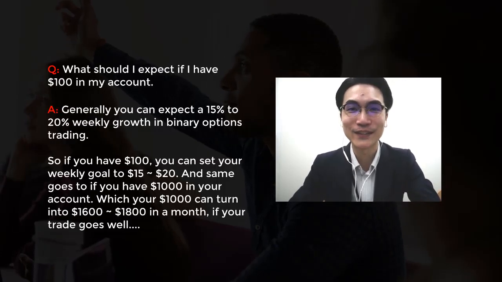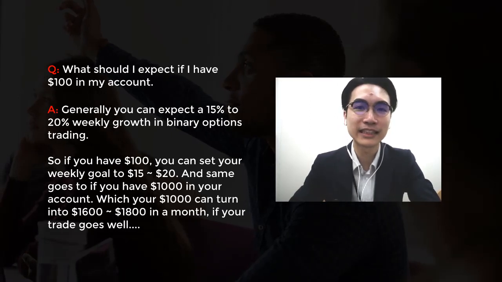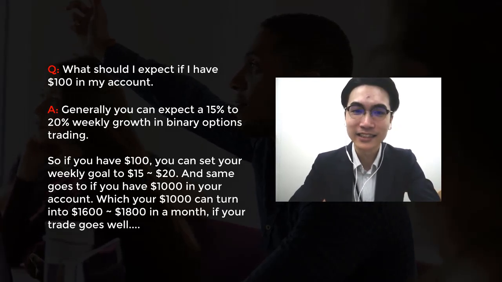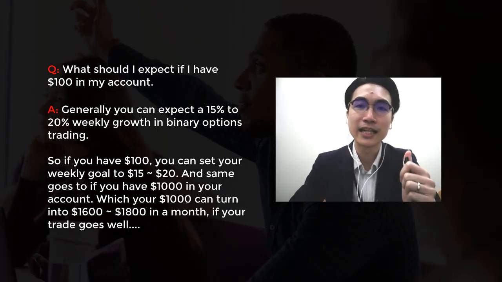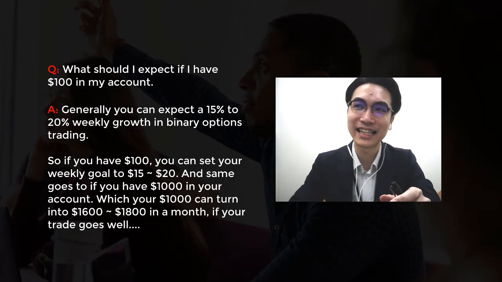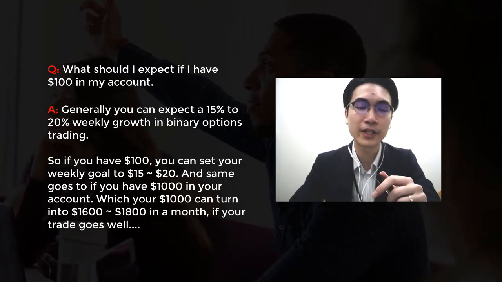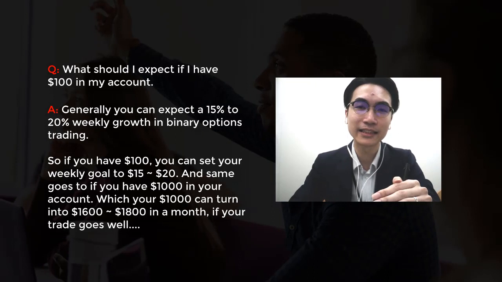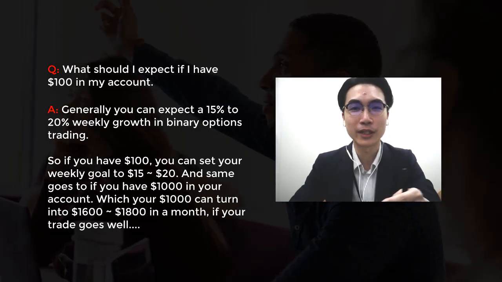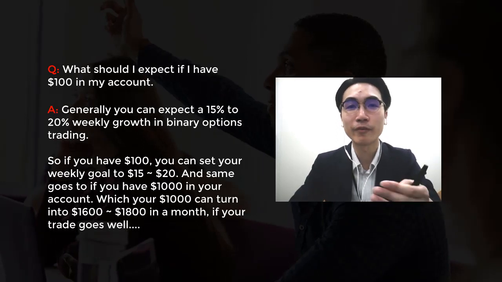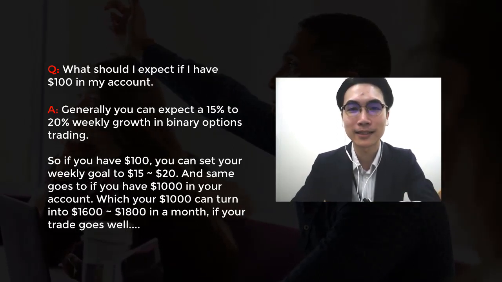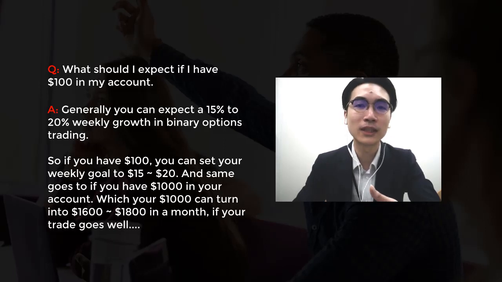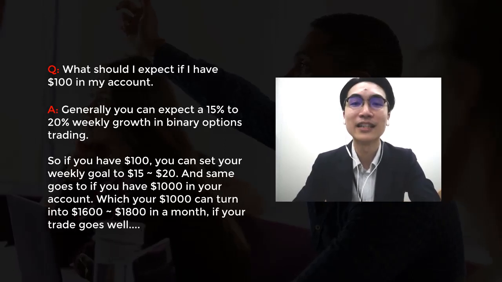Before that, let's move on to the Q&A corner for today. Previously I actually got a question on what should be my goal if I have $100 in my account. Generally speaking, for binary option trading, I would say you can expect a 15 to 20% growth in your capital weekly, which roughly comes to $15 to $20 a week. That's the same if you have $1,000 in your account. With that calculation, in a month your 1,000 can become 1,600 to 1,800 if your trade goes well.